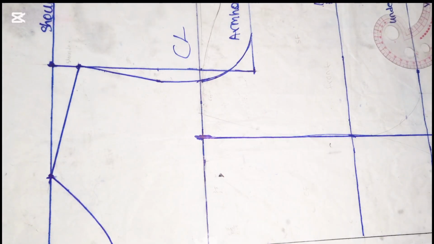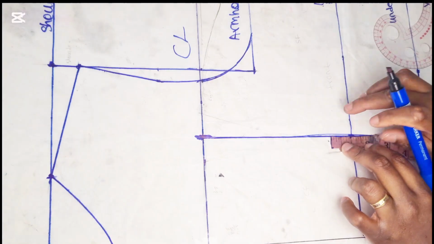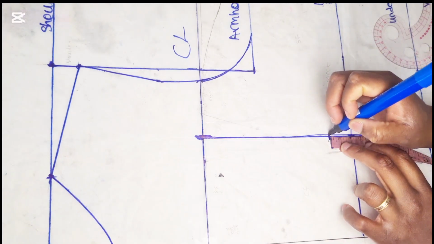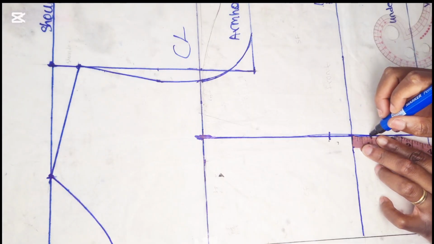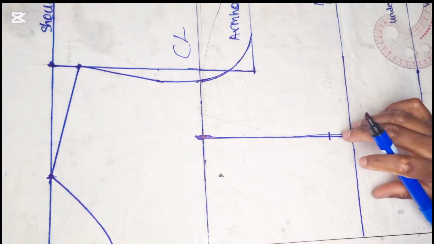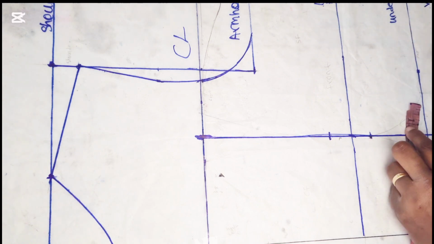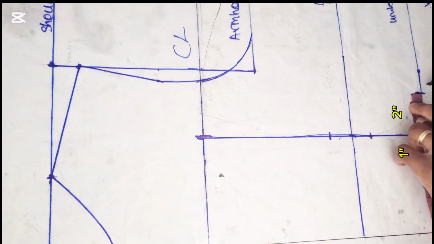So after doing that, on my bust points, I'm going to come up by 1 inch and 1 inch down. This is to help me eliminate having a pointed bust point. So that is basically what I did here. Then from my under bust for the darts, I'm going to go out by 2 inches to the right.